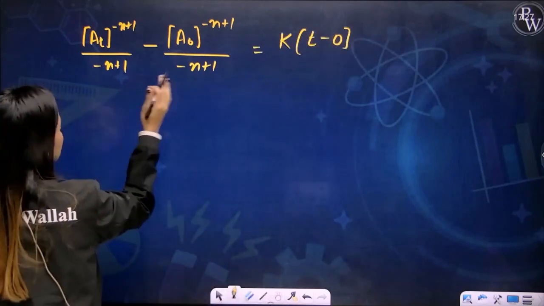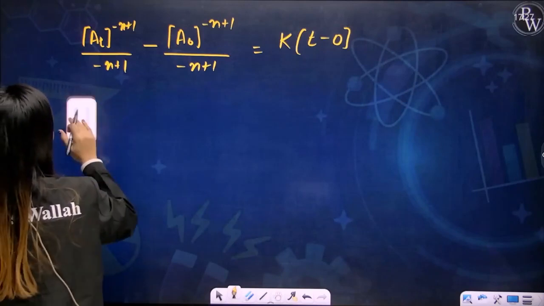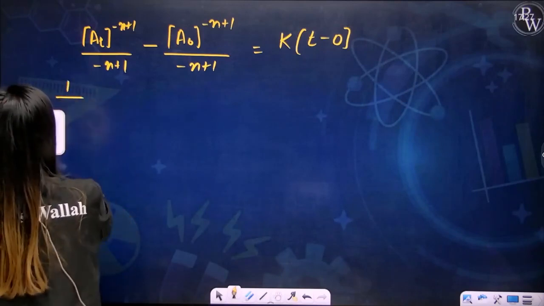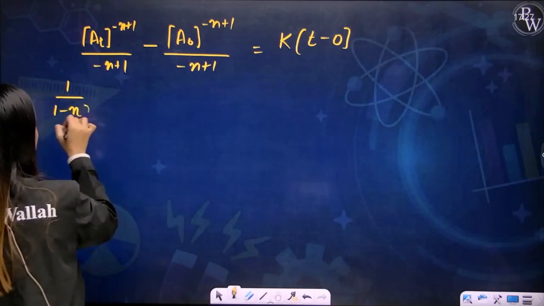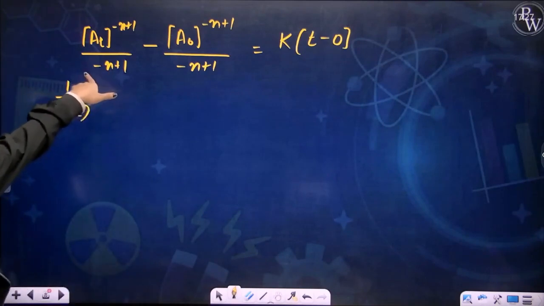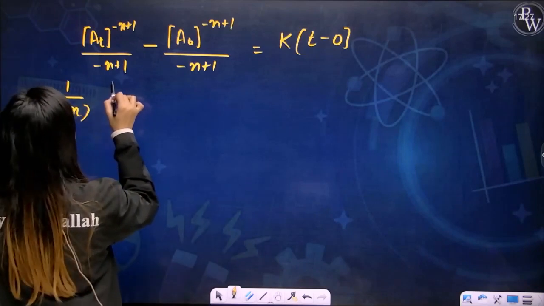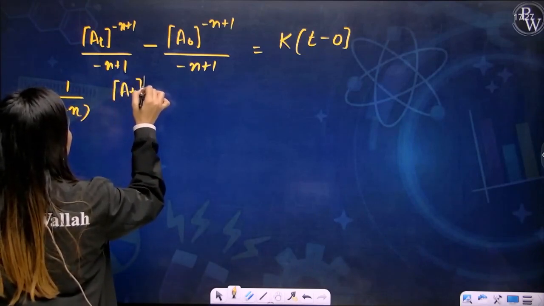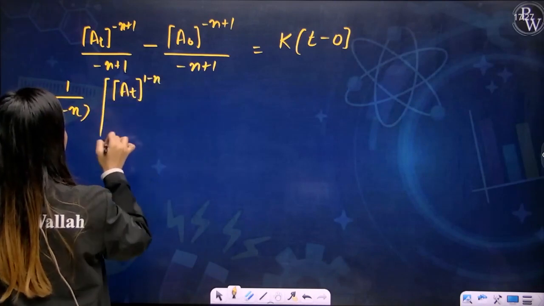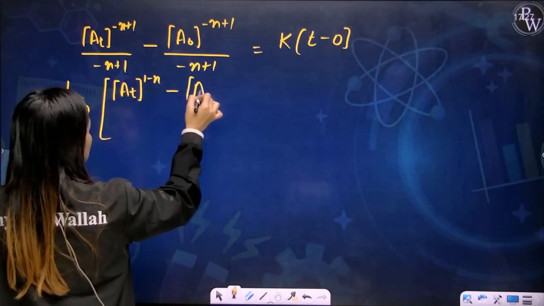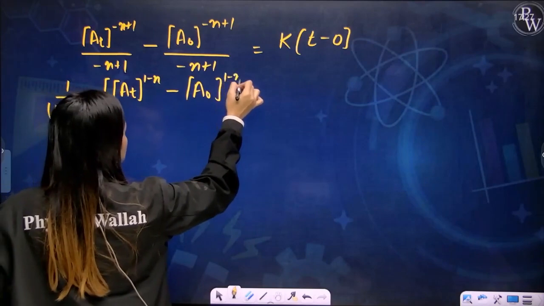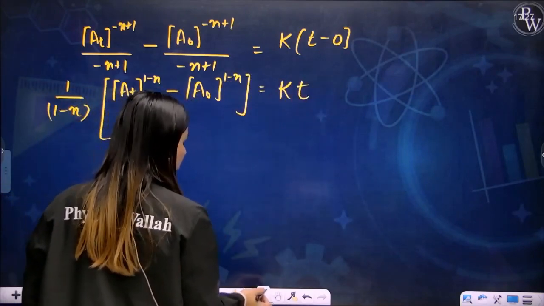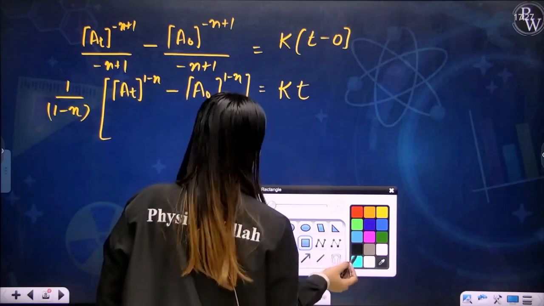So we can say that let's take 1 upon 1 minus n common. This is actually 1 minus n, right? Yes. And we can say that a t raised to the power 1 minus n minus a naught to the power 1 minus n is equal to k t. So this is actually the general formula, my dear students.